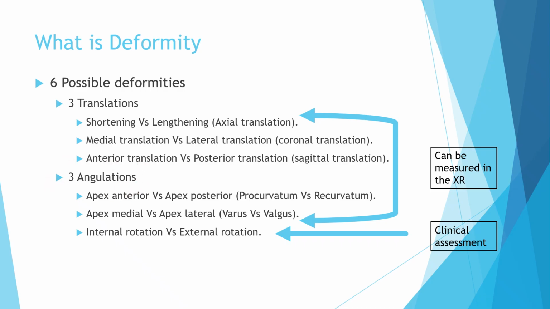In the axial plane, it is internal and external rotation. It is apex anterior or apex posterior, which basically means procurvatum or recurvatum in the sagittal plane, and it's apex medial or apex lateral, which basically means varus or valgus in the coronal plane. And we said that 5 of these can be detected in the X-ray, as we're going to show, and 1 is clinical assessment or a CT scan, but most of the time clinical assessment, which is the rotation.